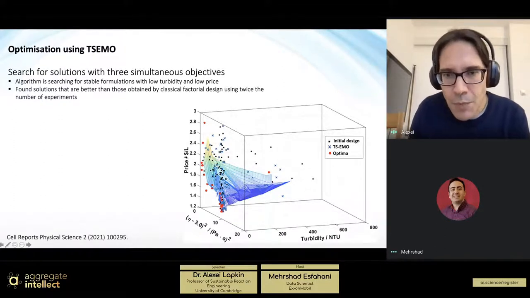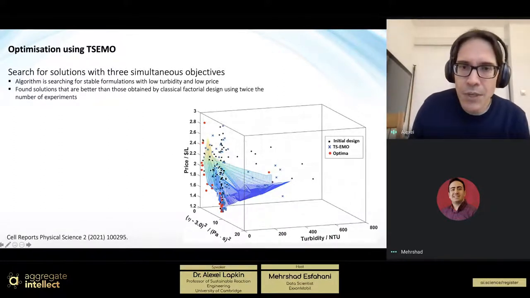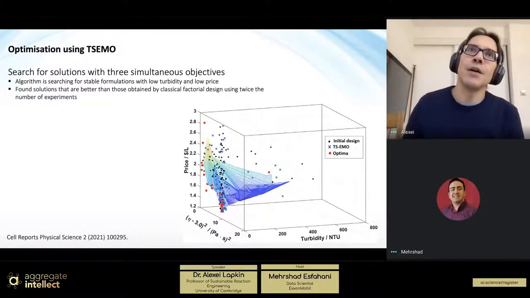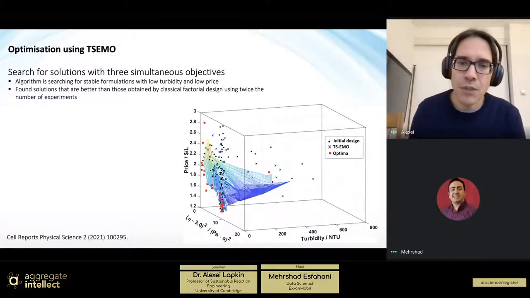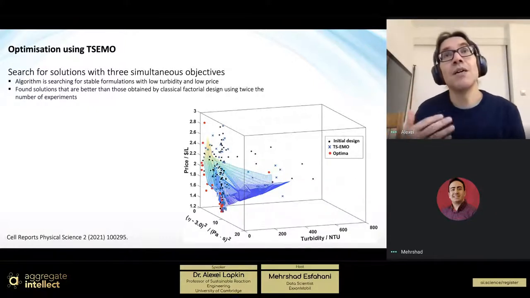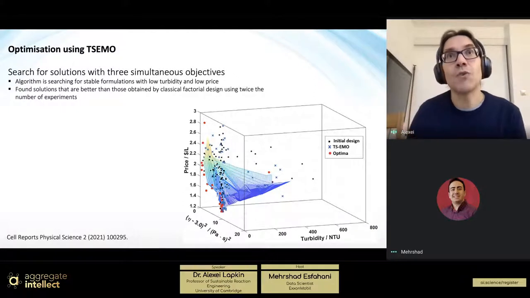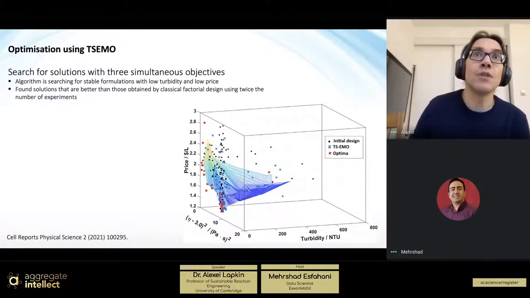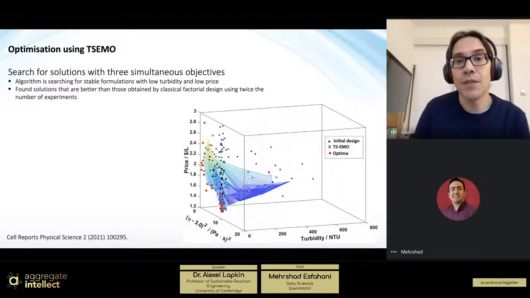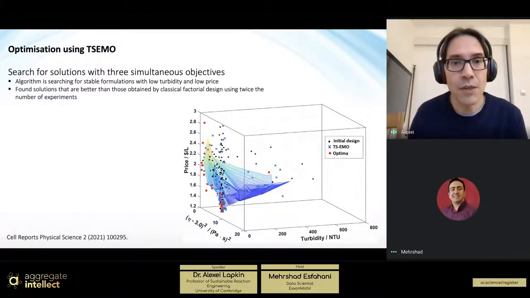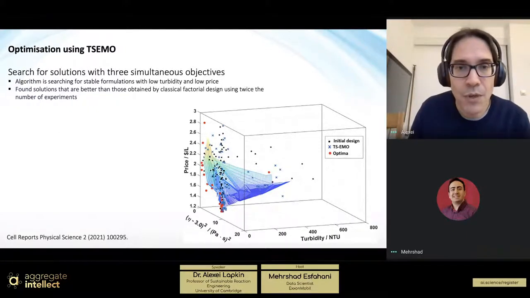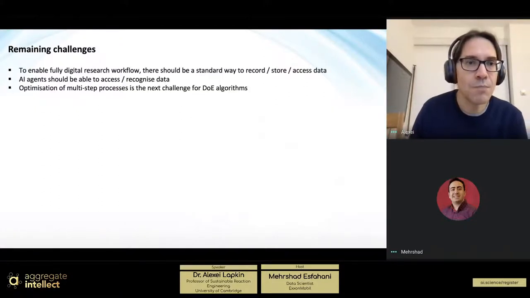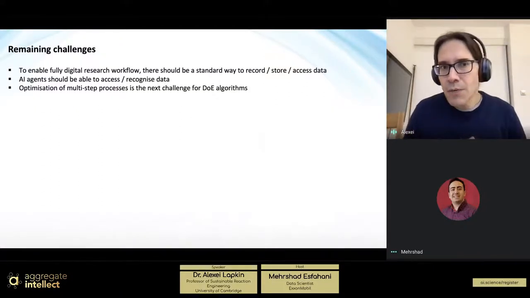It's a highly nonlinear space, but what was interesting in this study, we managed to find a number of formulations in half the experiments, a number of formulations which are better, lower viscosity and lower price, compared to what the experimentalists could find just using purely classical factorial design without any machine learning, in half of the time, in half of the number of experiments. So this is everything I wanted to show.